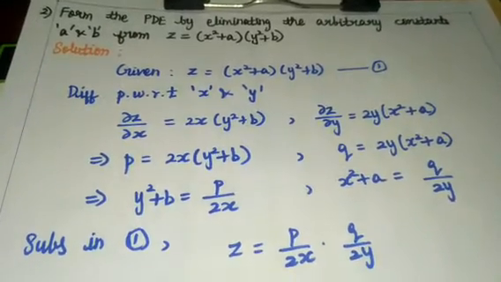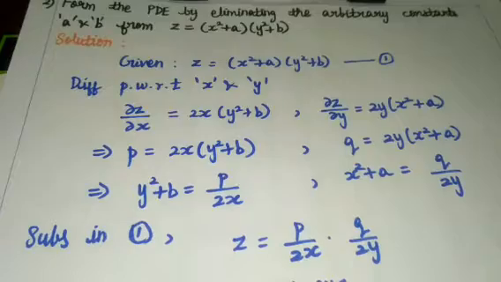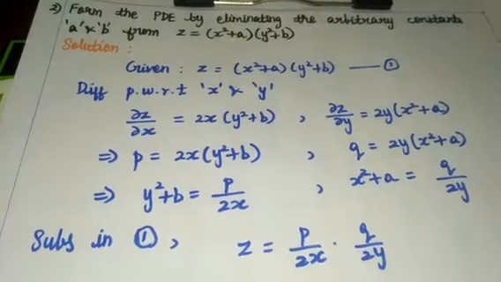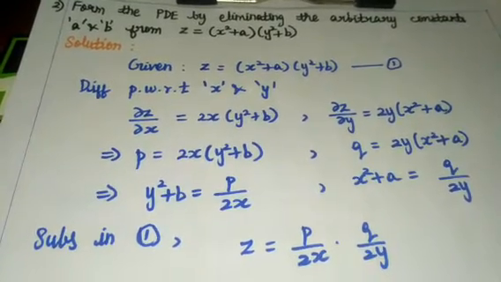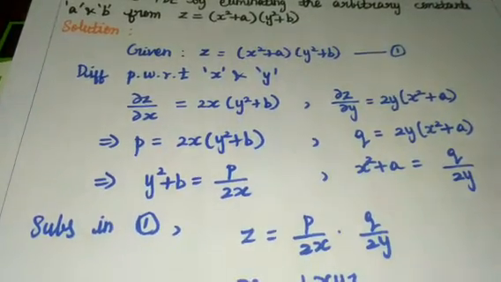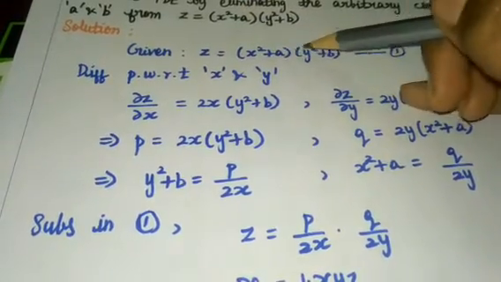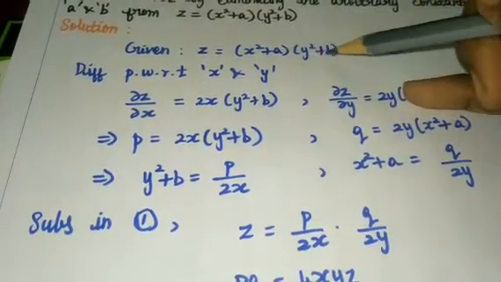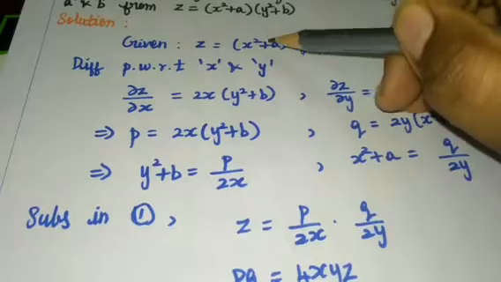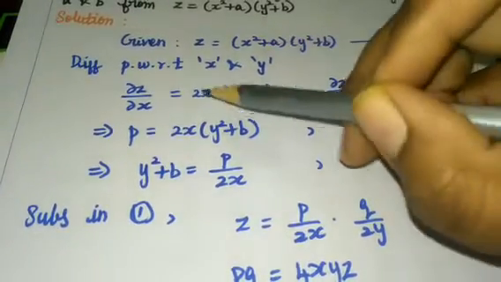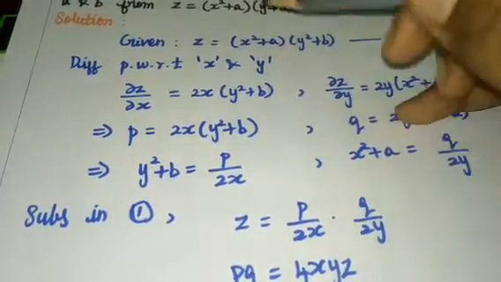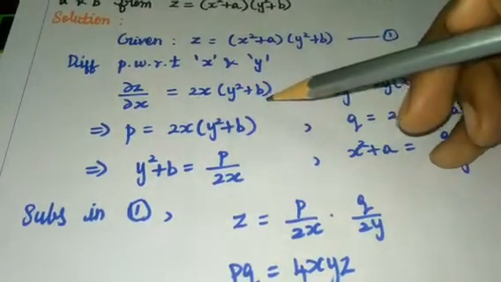In this example, the equation is z is equal to x square plus a into y square plus b. So differentiate this equation partially with respect to x and y. So dou z by dou x equal to 2x into y square plus b. Here both terms are in multiplication, so put the y term as it is, y square plus b, and only differentiate the x term. When we differentiate x square, it becomes 2x and the term a becomes 0. So therefore dou z by dou x equal to 2x into y square plus b.